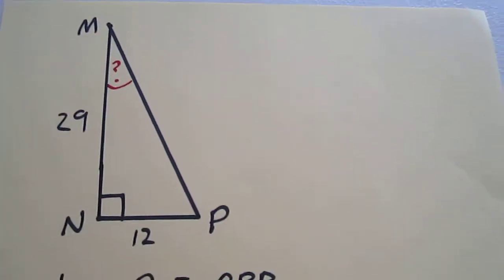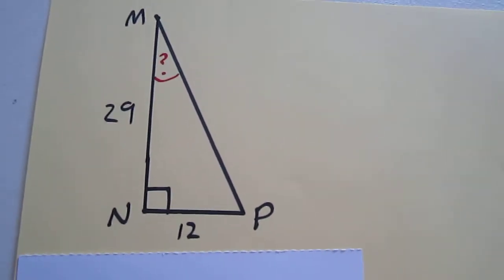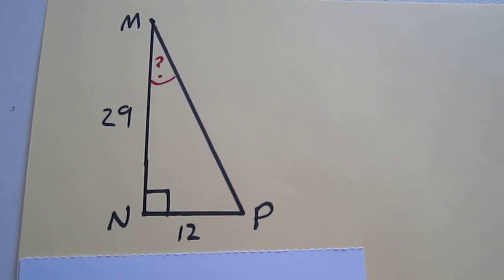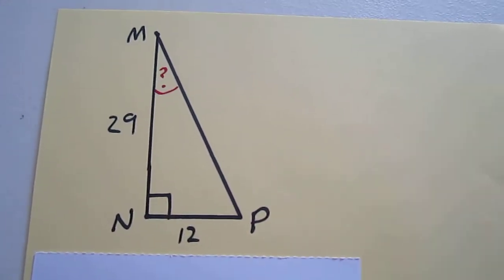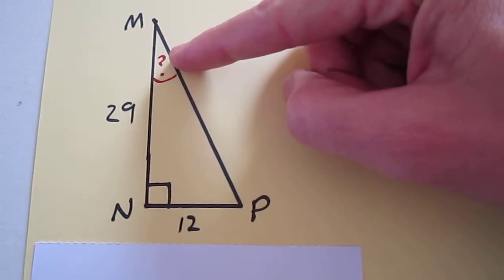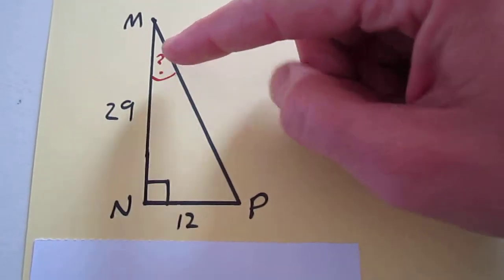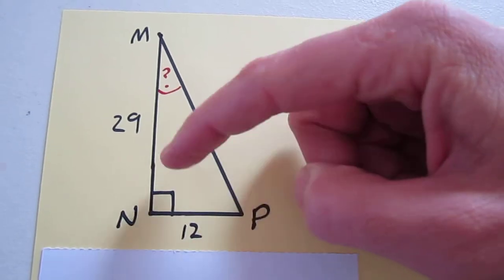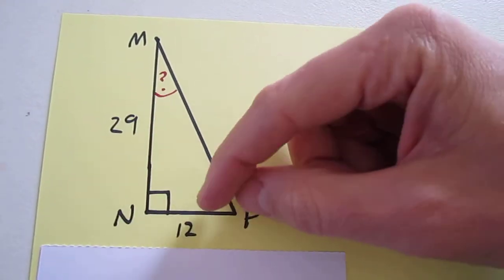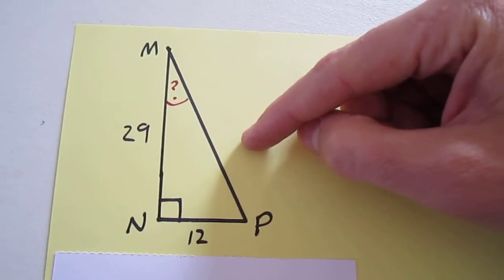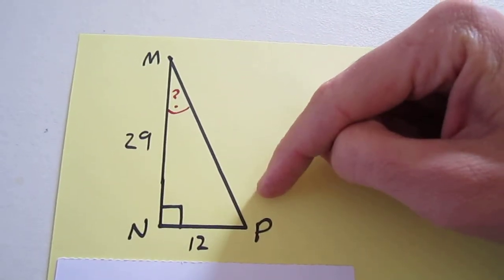So we use our drawing abilities to put our triangle on paper, and we see that with respect to the angle M, we know the opposite side length as well as the adjacent side length. We actually don't know the hypotenuse in this case.